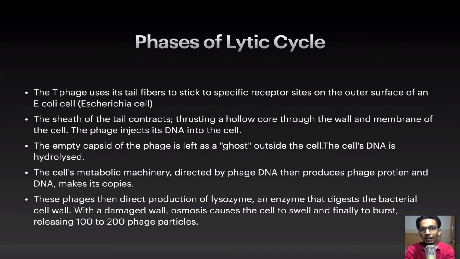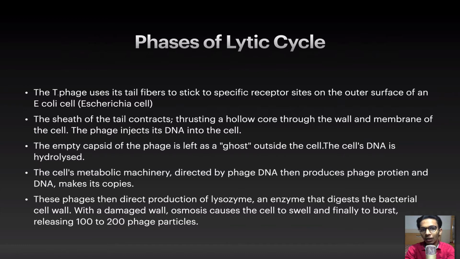Phases of the lytic cycle. Now, this is a step-by-step procedure by which a lytic cycle attacks a cell. First of all, the T phage uses its tail fibers to stick to specific receptor sites on the outer surface of an E. coli cell. E. coli is the type of cell on which we have studied this phase, and T phage is the name for the phage, or the virus. As I told you, phage is being used for viruses. So it just sticks its tail fibers.